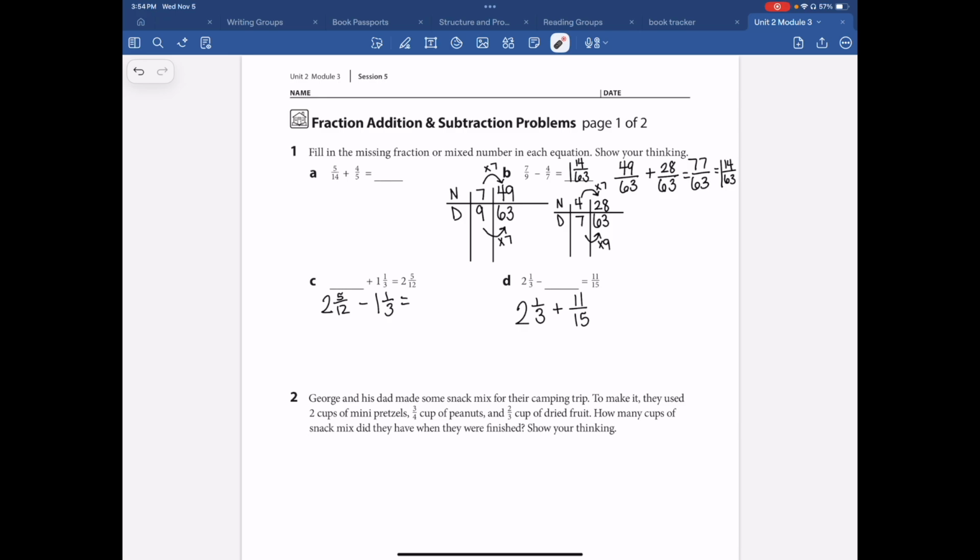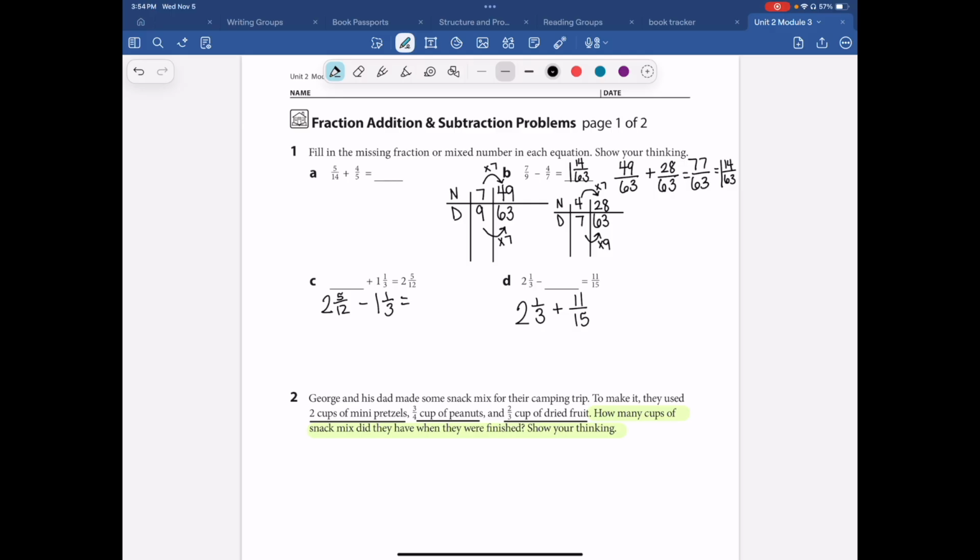All right, looking at number 2. George and his dad made some snack mix for their camping trip. To make it, they used 2 cups of mini pretzels, 3/4 cups of peanuts, and 2/3 cup of dried fruits. Our question is, how many cups of snack mix did they have when they were finished? Show your thinking.